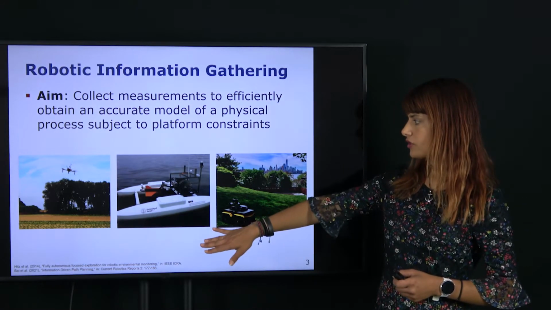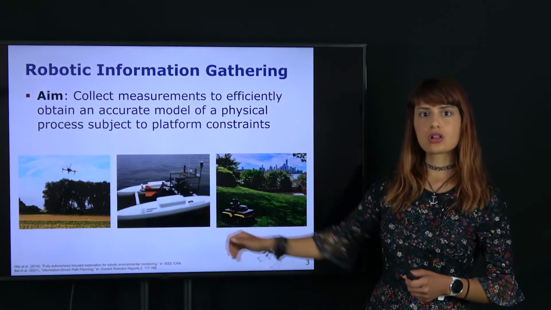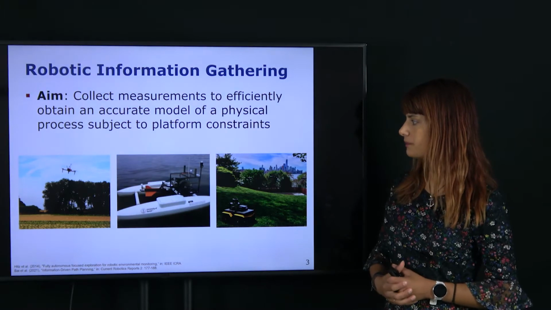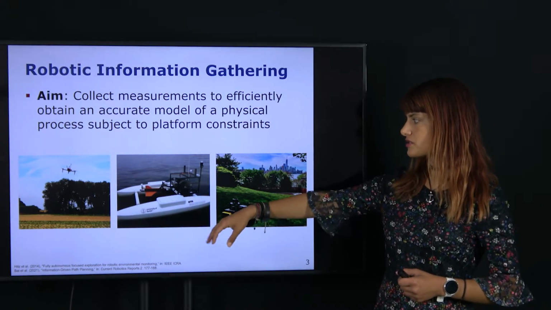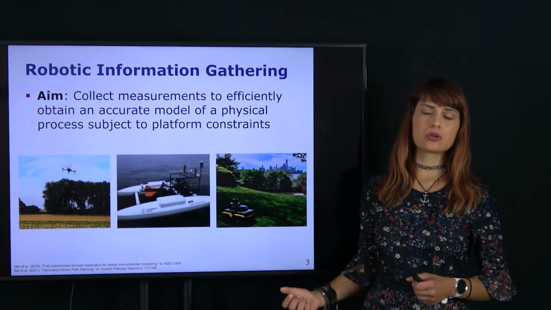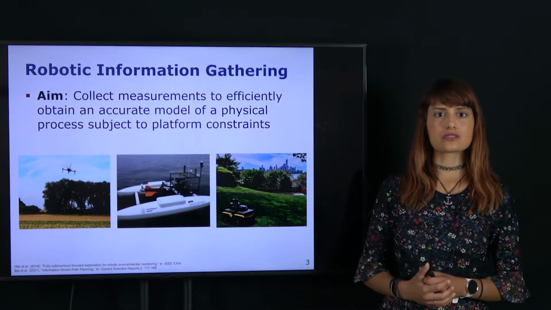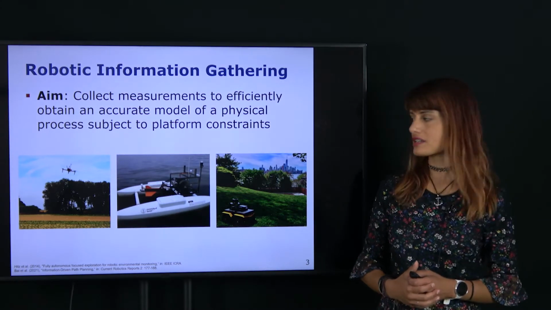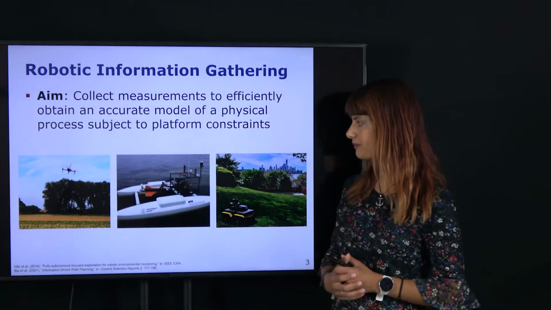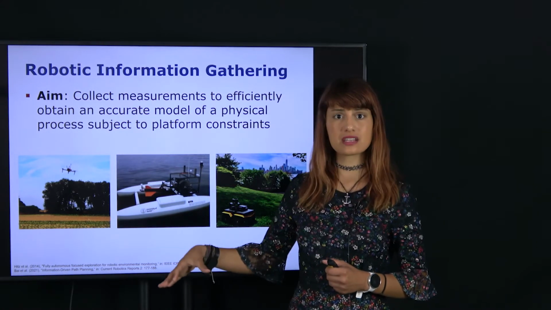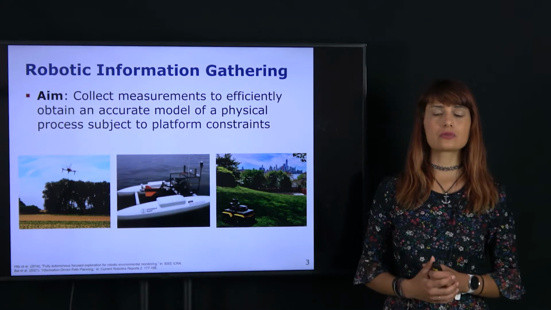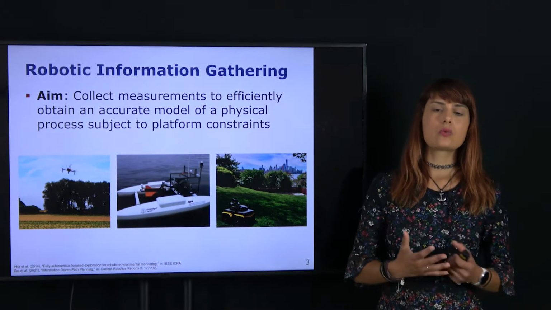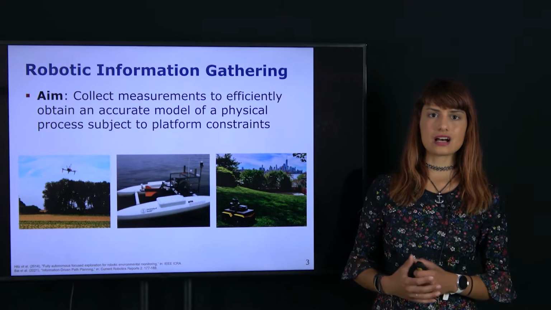Another example over here in the second column is an autonomous surface vehicle. In this case, the autonomous surface vehicle has a probe that is able to measure bacteria concentrations in the lake in which it is navigating. By moving the sensor probe, it can, in a targeted way, collect information about where bacteria concentration is the highest in this lake.